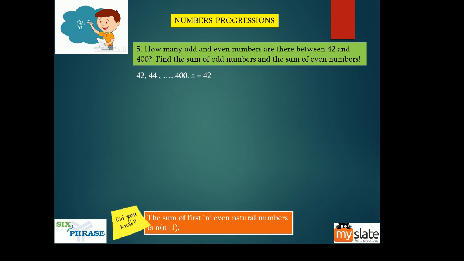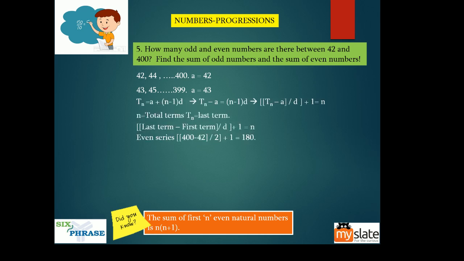Find the sum of the odd and even numbers between 42 and 400. You have two series here. It is the same thing. This is a series, and this is a series. In this series a is 42, here it is 43. It is an even series and an odd series. So what is d? The value of d will be 2.